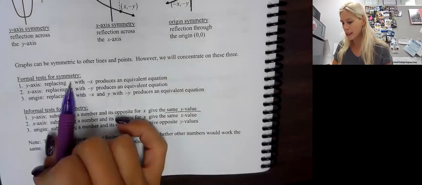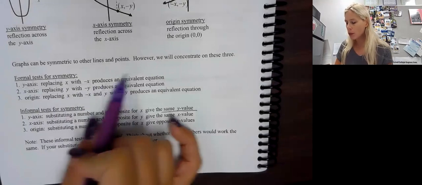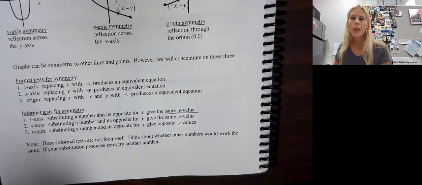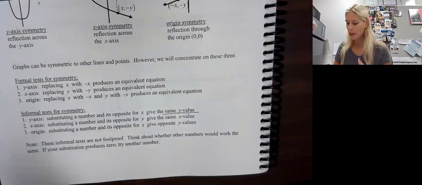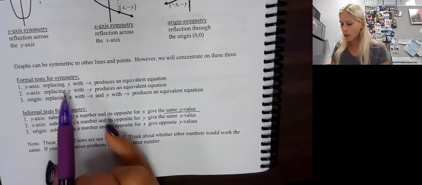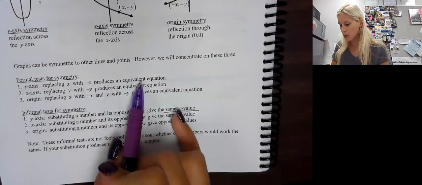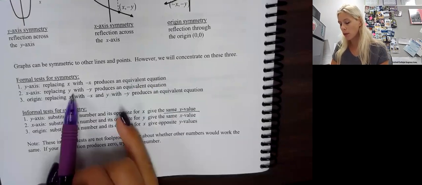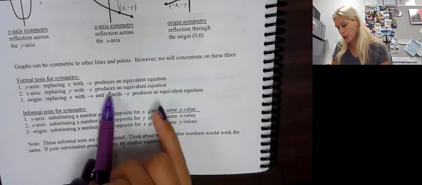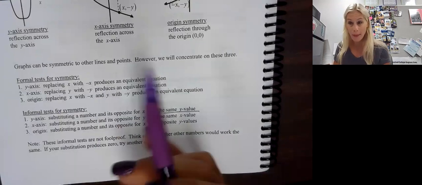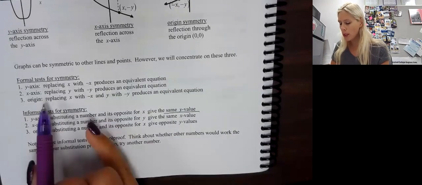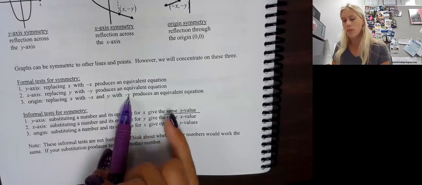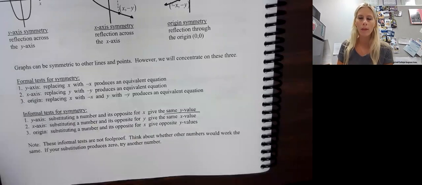Y-axis, replace x with negative x. The formal test, I mean, we're going to practice a little bit, but this goes with the algebraic way, how to do even and odd also. Replace x with negative x and it produces an equivalent equation. Replace y with negative y and it produces an equivalent equation, same equation. With the origin, we replace x with negative x and y with negative y, and it produces the equivalent equation.